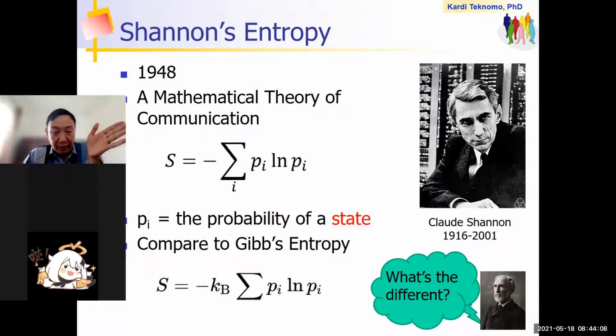Next, in 1948, Shannon proposed this. He removed entirely the Boltzmann constant K, and he used directly minus sum of Pi ln Pi. Claude Shannon is the father of information science. If you talk about information science or information technology, it all comes back to this book called Mathematical Theory of Communication. If you want, I can send you the book. I have the PDF of this book.